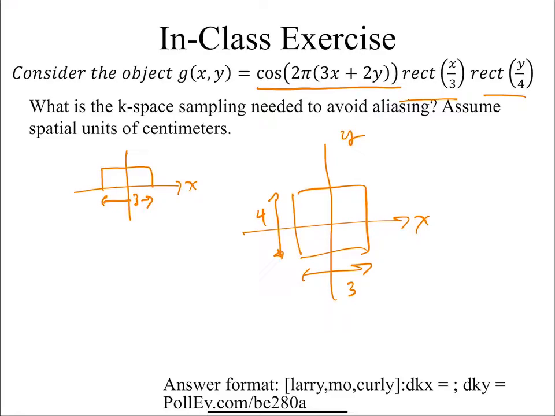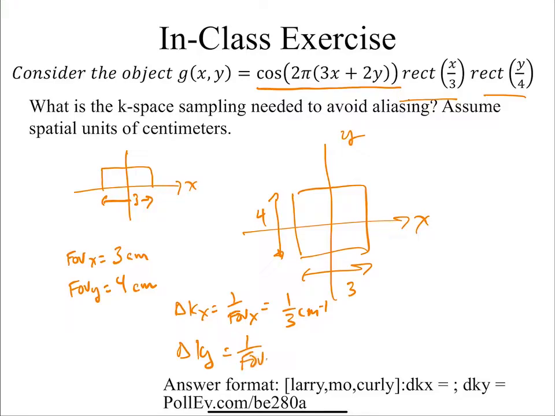If you get this part, then you're basically almost there, right? So now we can say the field of view in x is equal to 3, and the field of view in y is equal to 4. You're told that the spatial units are centimeters, so this is centimeters and this is centimeters. Then all you have to do is say delta kx equals 1 over field of view in x, which equals 1/3 inverse centimeters. Delta ky equals 1 over field of view in y, which equals 1/4 inverse centimeters.